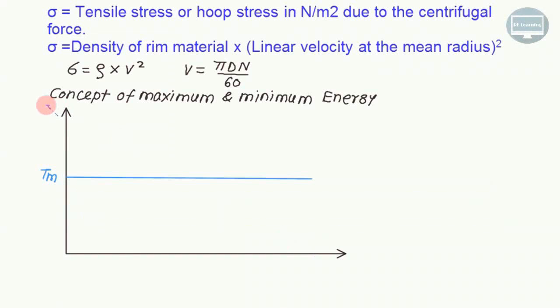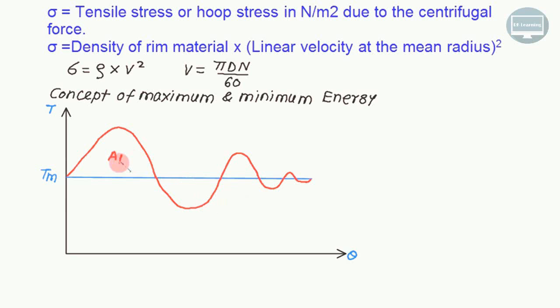We have a torque versus theta diagram for a certain engine or prime mover. This one is the mean torque, and this diagram is drawn to some scale. So this one is the area, a slightly larger area. Then we have a slightly smaller area, then again a smaller area, again a smaller area, smaller area, and finally a very small area. This diagram is drawn purposefully.